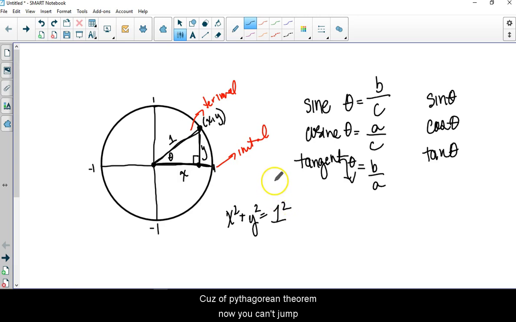Now, you can't jump to r equals 1 if they don't tell you you're on the unit circle, right? If it says it's on the unit circle, then that's a 1. If it just says, hey, you've got a random circle, then you have to find r using the Pythagorean theorem.